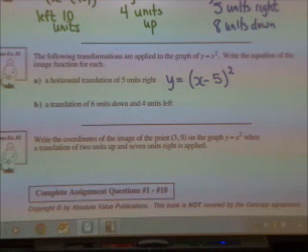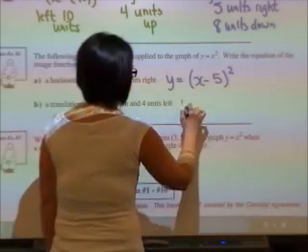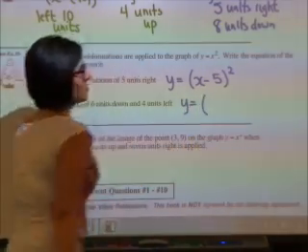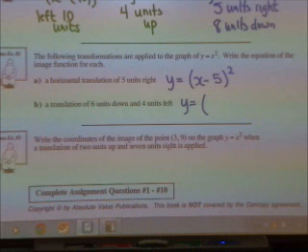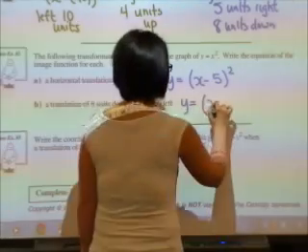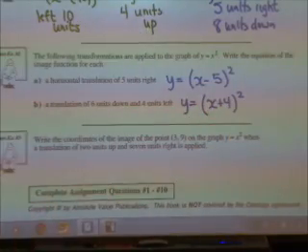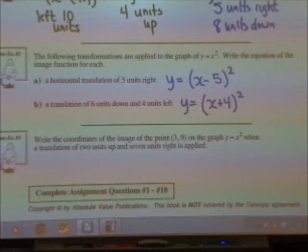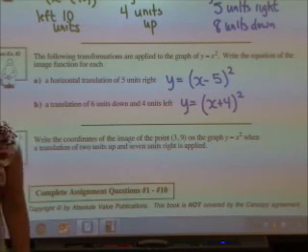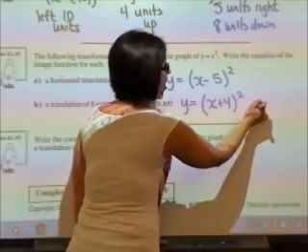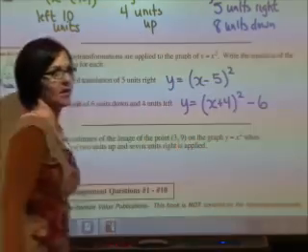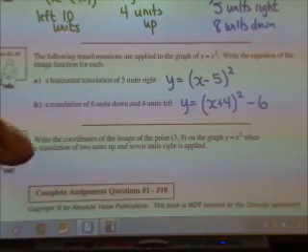So now if I do a translation of 6 units down and 4 units left. So let's start with the x, the 4 units left. How do I show the 4 units left? X plus 4. How do I show the 6 units down? Minus 6 on this side of the equation. It would be a y plus 6 if it was on the other side.